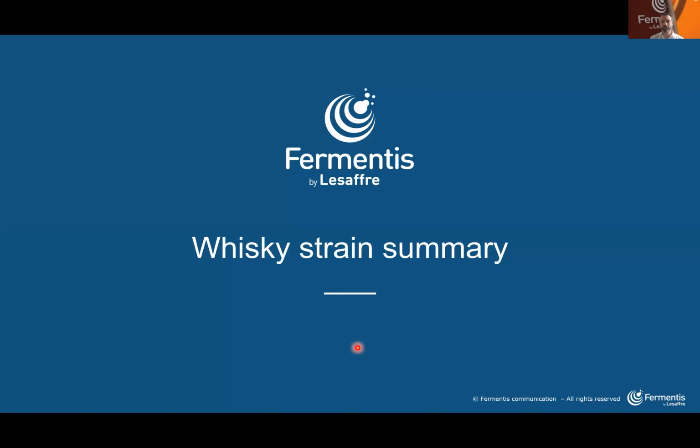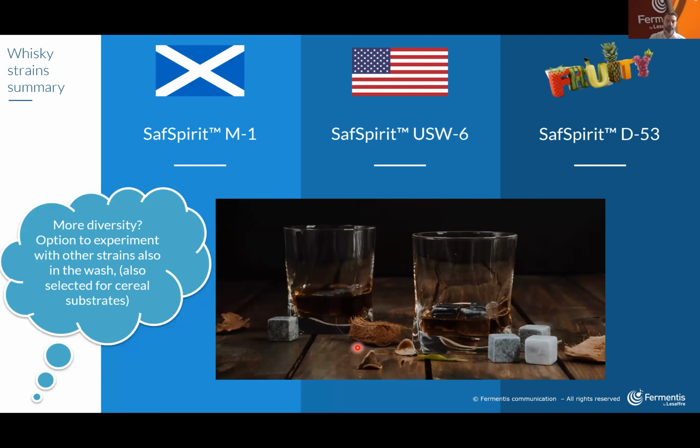So to wrap up the whiskey strain summary, you have the strain M1, this towards the Scottish whiskey. You have also the strain US W6. I didn't talk much about this yeast, but it's more towards the American whiskey, towards the other grain distillates from USA, and then you have also a very fruity new make spirit with the D53.